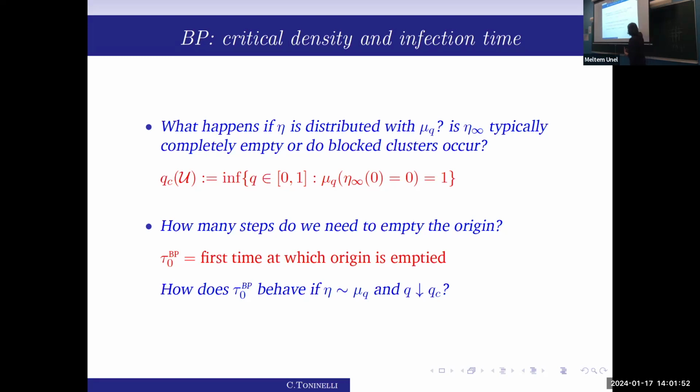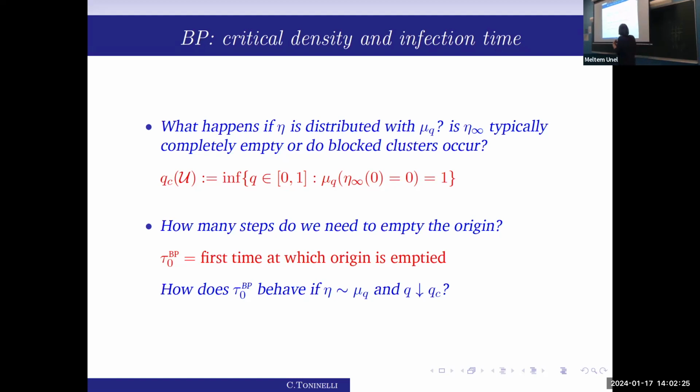If we are in the regime in which the initial density is bigger than the critical density, so we know that we will be emptying everything, nothing will remain at the end. But if I'm sitting at the origin and I'm waiting to be emptied, how long do I have to wait? And in particular, how does this time scale, which I call tau of BP, the infimum over all the times, the first time at which the origin is emptied by this deterministic dynamics? This BP stands for Bootstrap percolation, to distinguish it from our stochastic dynamics.